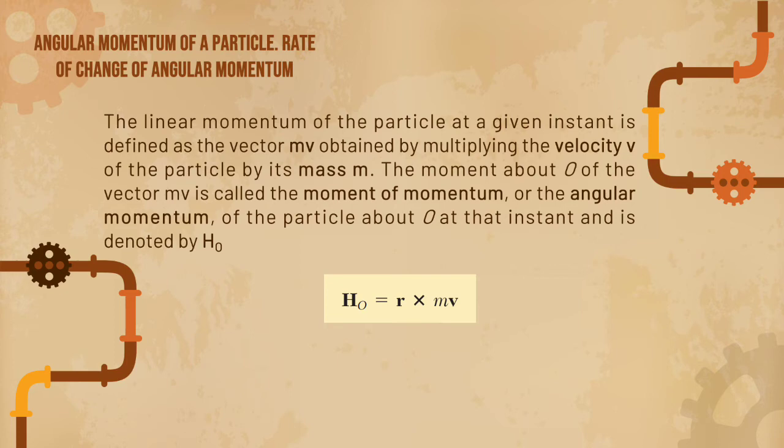The moment about O of the vector mv is called the moment of momentum or the angular momentum of the particle about O at that instant and is denoted by h sub O.